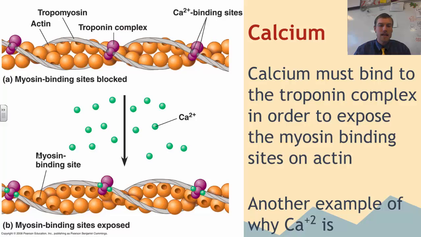Now, these myosin binding sites are generally blocked on the actin so that the myosin head cannot attach. However, calcium is going to be released into the sarcomere so that it can bind at the troponin complex, and that's going to expose the myosin binding sites on the actin. And this is another great example of why calcium is so important. If you don't have enough calcium, then your muscles cannot function properly because you're going to be unable to allow the binding sites to become available.